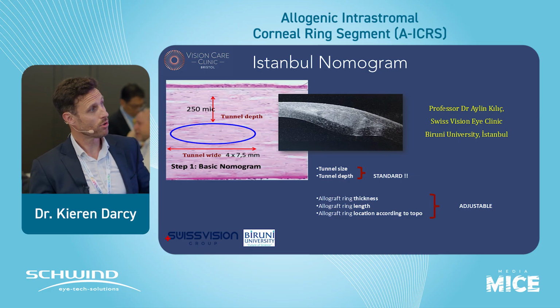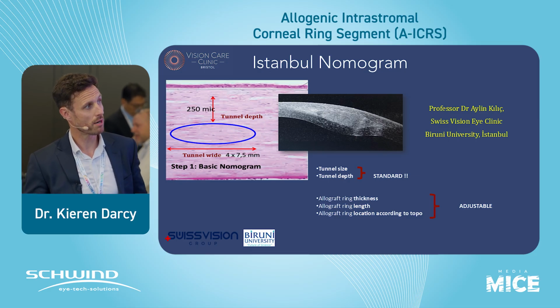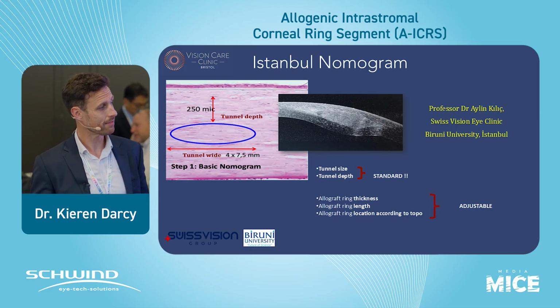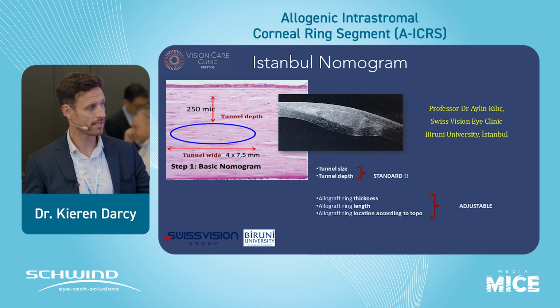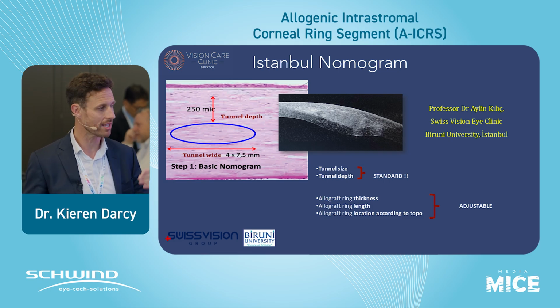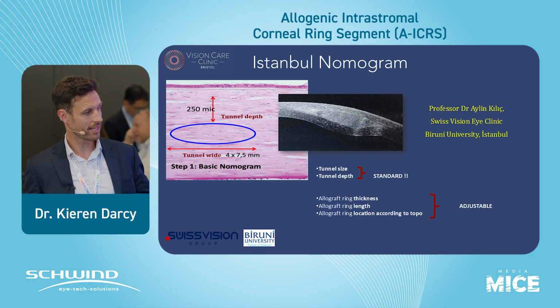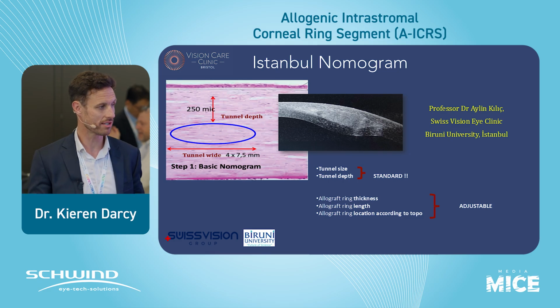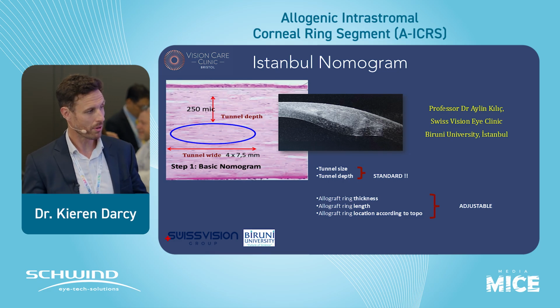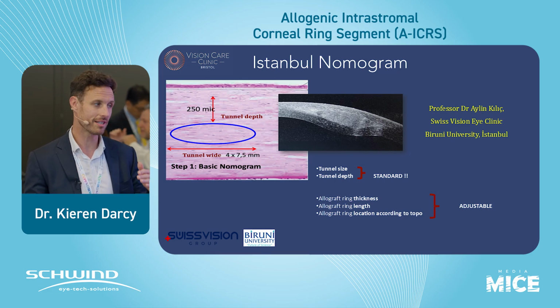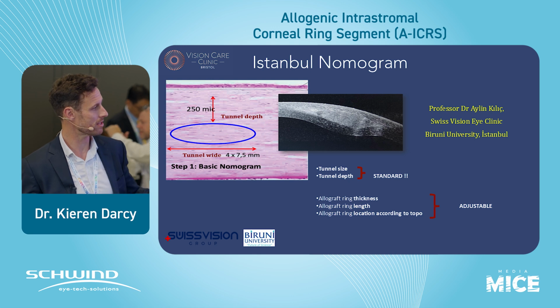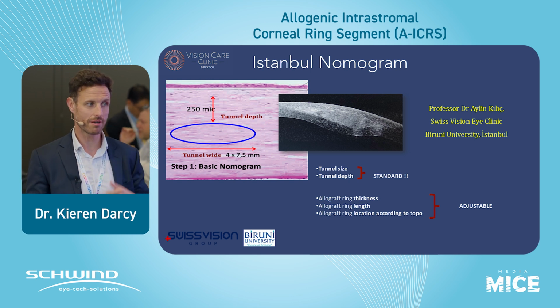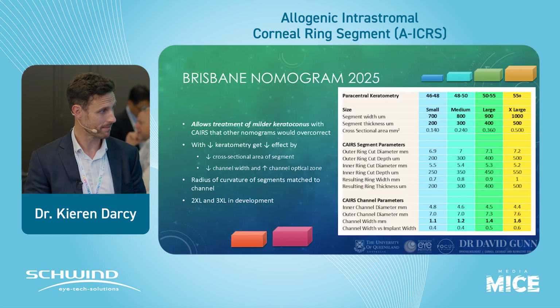So this is the Istanbul nomogram, which you're probably all aware of, by Kieren. She standardized the tunnel size and the tunnel depth, and then just allowed the ring thickness, the length and the location, according to the topo-guided topography, to be the adjustable component. By standardizing at 250 microns, making the same size channel, it does standardize the way it goes in.